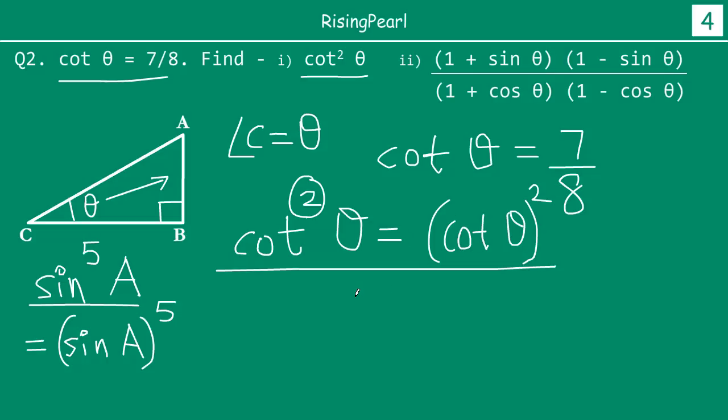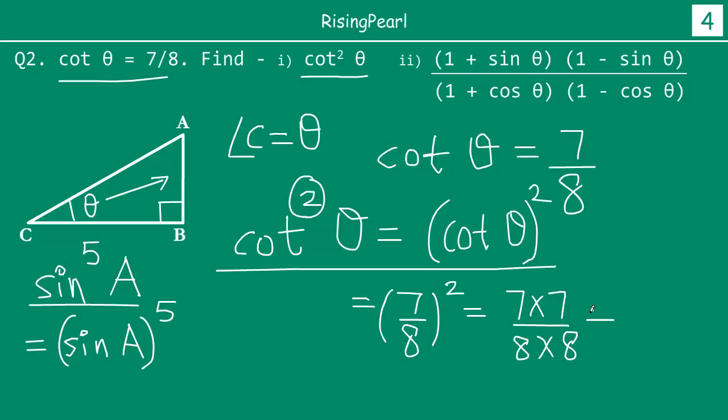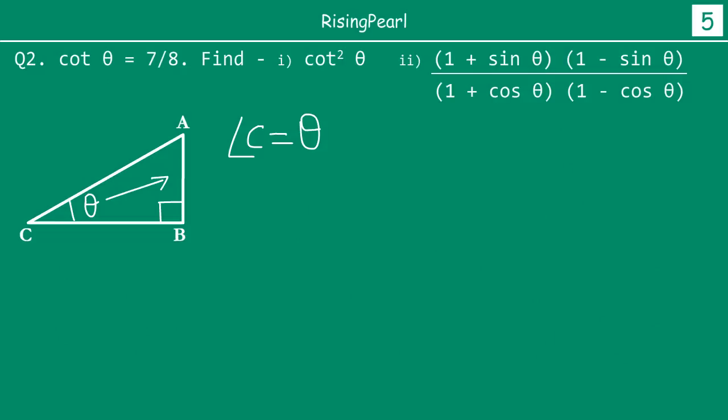So now that you know it, cot theta is given to be 7 by 8. So we can do this. This will be nothing but 7 times 7 by 8 times 8, or simply 49 by 64. So if cot theta is this, cot square theta is 49 divided by 64. So that was the easy one. Now let's look at this big complex one. Let's clean this up a little bit.